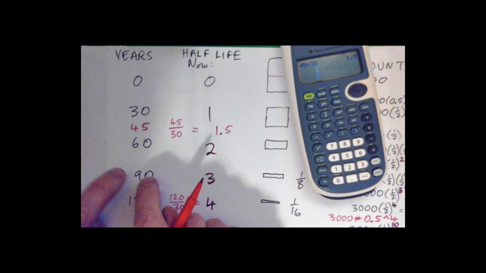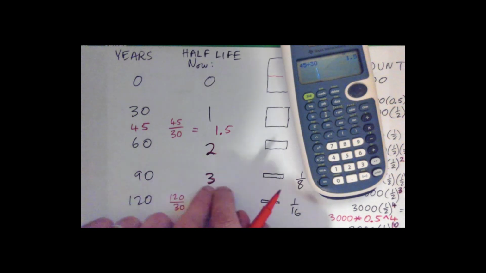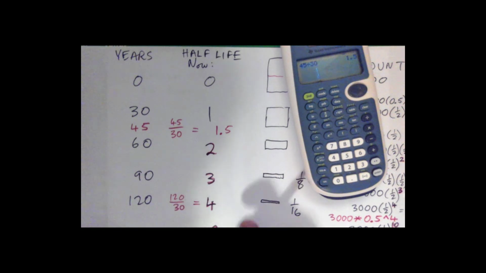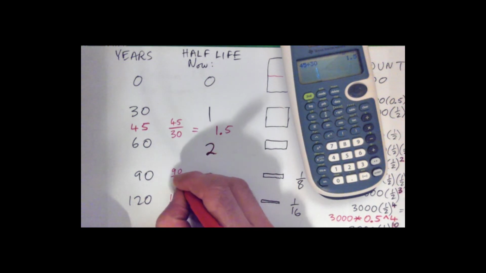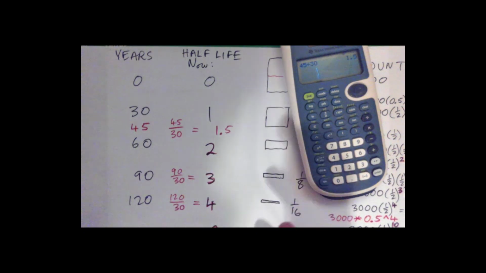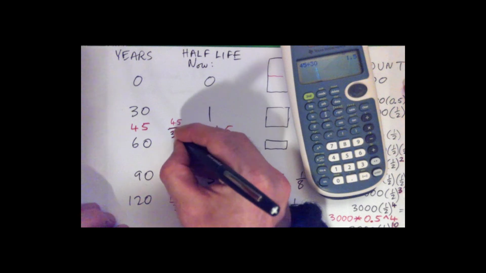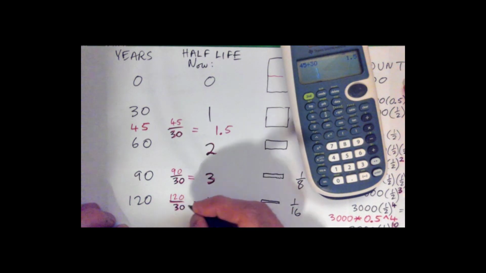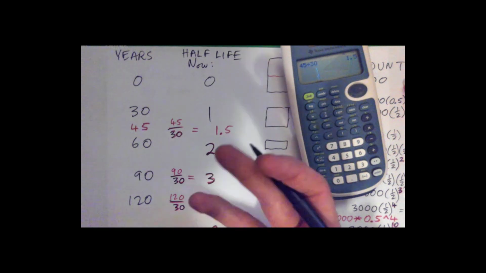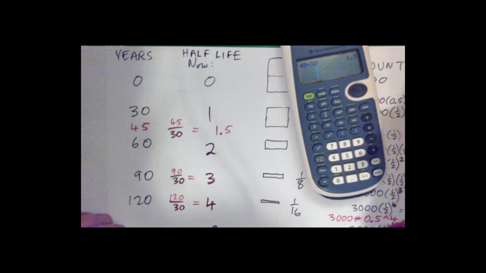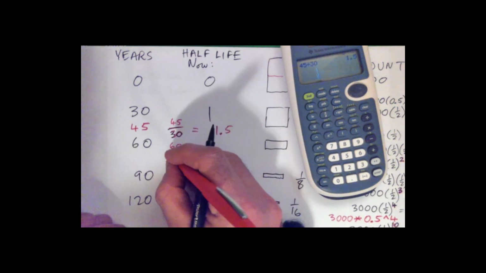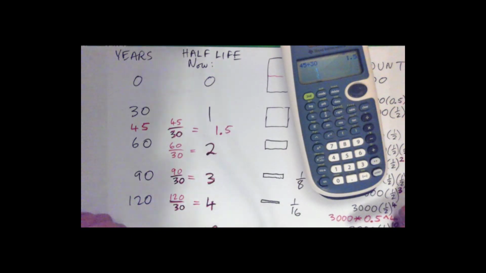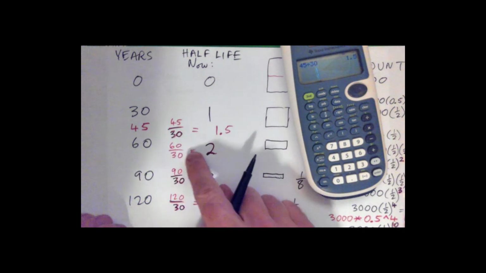See, 90. How do I turn 90 into 3? What do I do to 90 to get 3? Right, 90 over 30. So dividing by what the half-life is, 30, that's how you convert years into half-lives. You divide by how long a half-life is, right? Look, 60 over 30 gives what? 60 over 30 is 2, right?